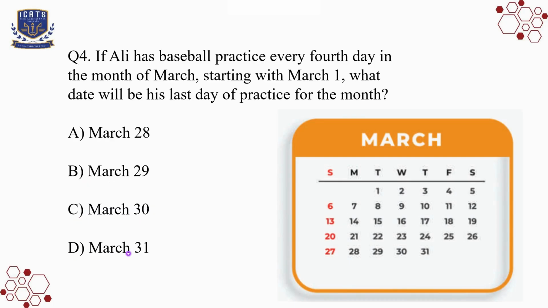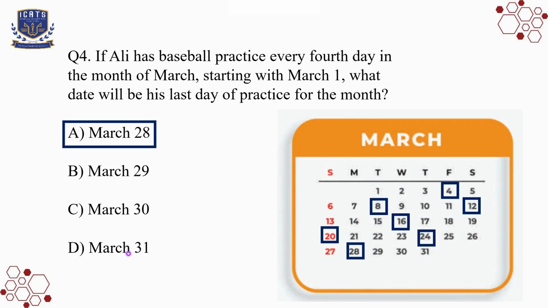Option A is March 28, option B is March 29, option C is March 30th, and option D is March 31st. So as the practice is on every fourth day of the month, the first practice day will be on 4th, second will be on 8th, third will be on 12th, fourth will be on 16th, fifth will be on 20th, sixth will be on 24th, and seventh will be on 28th of March. As then the next practice day will be in the month of April, we will select option A here. His last practice day will be on 28th March.